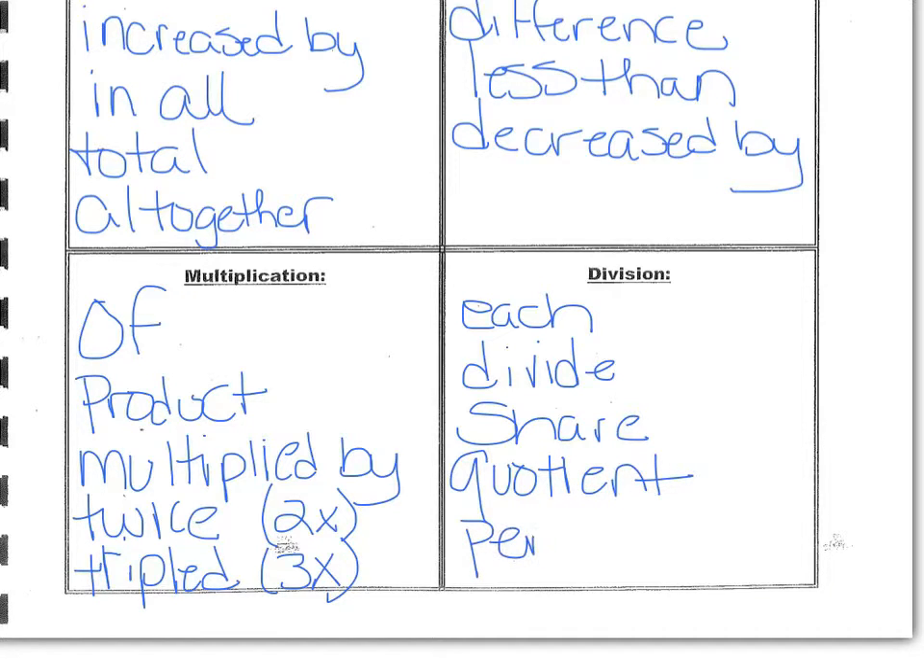Per, like how many, or how much per item. When you see a problem like that, that usually means to divide. Separate, like if you want to find out how much each person will pay separately, that means to divide. Those are all words that mean division. Okay, hopefully that will help you to solve or to write math problems.